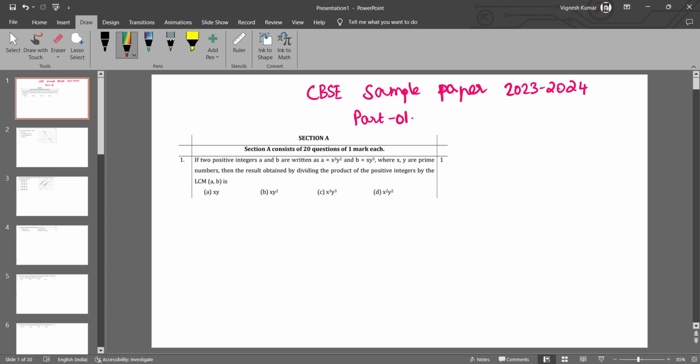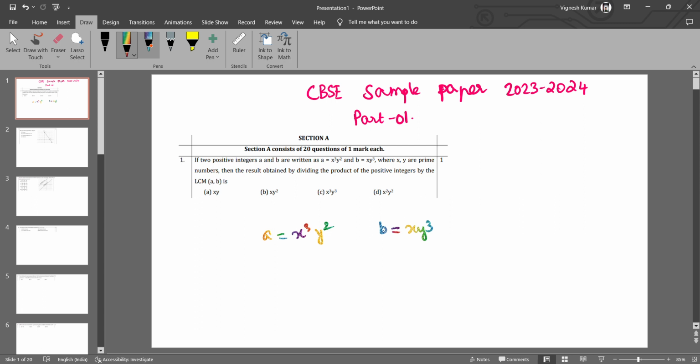Hello everyone. In this video, let us solve Section A of the CBSE sample paper 2023-2024. So the first question goes like this. If two positive integers a and b are written as a = x³y² and b = xy³, where x and y are prime numbers, then the result obtained by dividing the product of the positive integers by the LCM of a, b is.